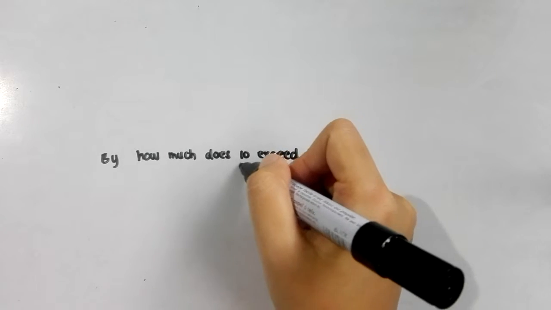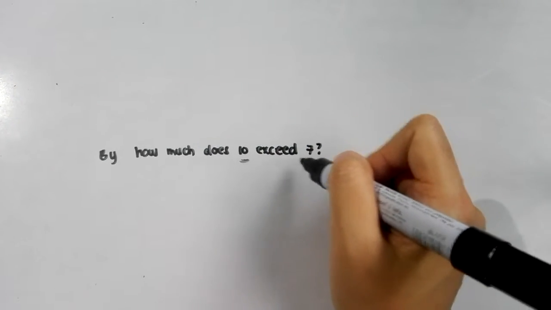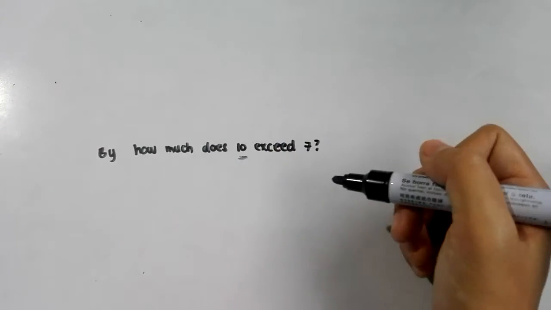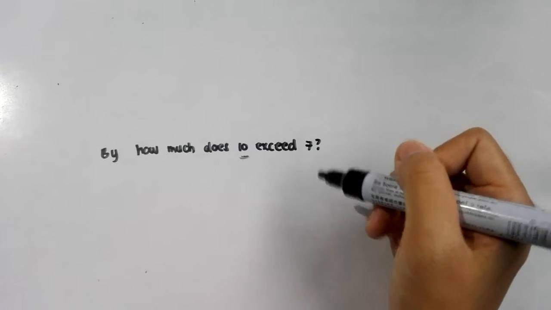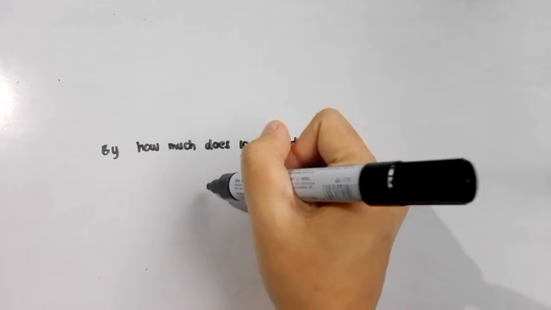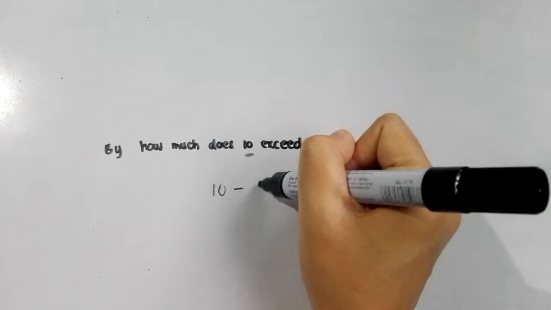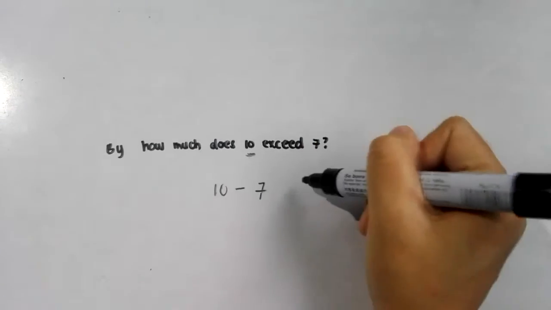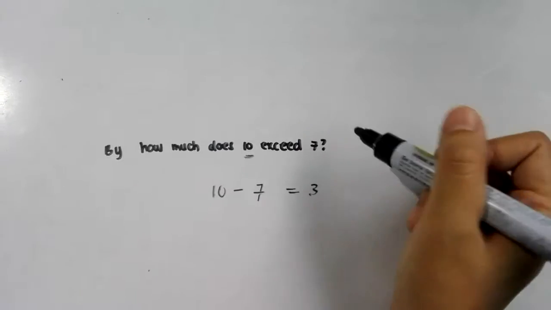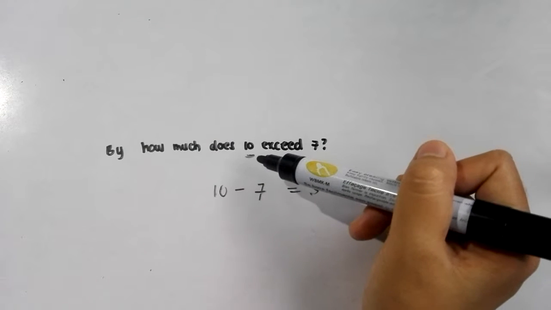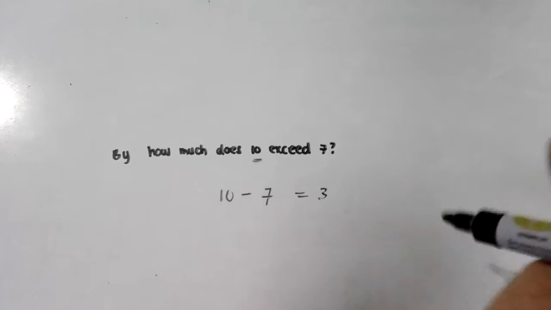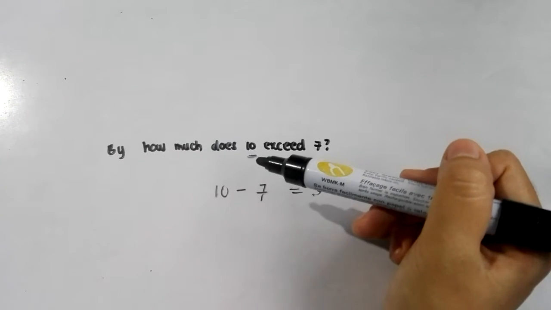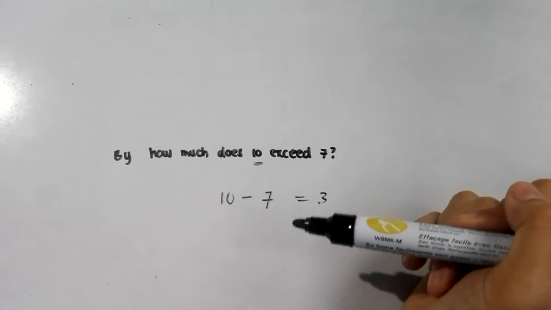Say by how much 10 exceeds 7, it means that 10 is greater than 7, or, well, 10 is larger than 7. So we interpret this question by subtracting 10 minus 7, and so we get 3. Again, when we say, by how much does 10 exceed 7, sinasabi natin mas malaki si 10, and so we subtract 10 minus 7, okay?